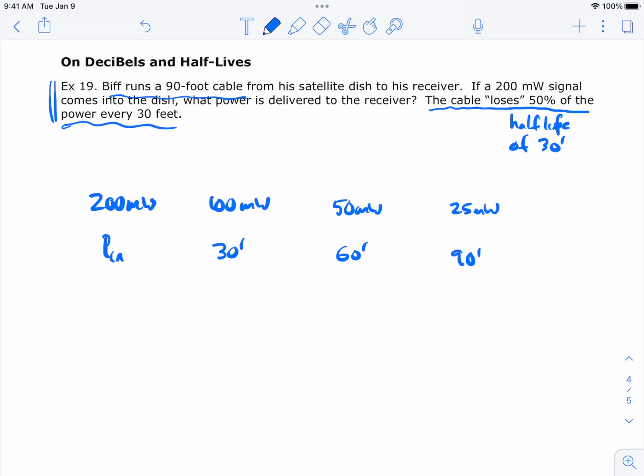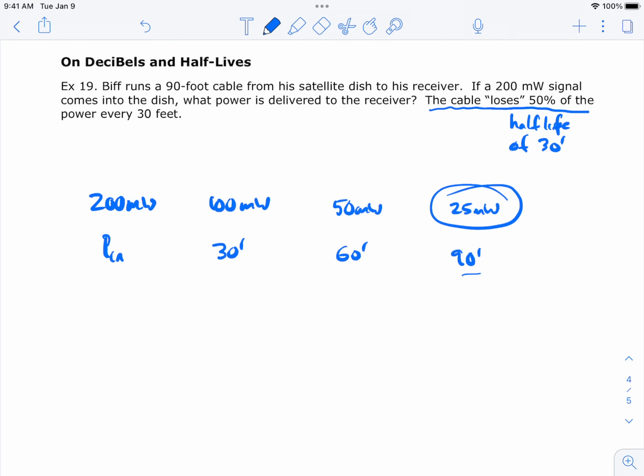He runs a 90-foot cable. Yep. 200 on the inside. Yep. What is it on the outside? The input side and the output side. It's going to be 25 milliwatts. So that's kind of how you can work with half-lives. You literally just say, oh, the half-life's 30 feet. Well, after 30 feet, cut it in half. After another 30 feet, cut the power in half again. After another 30 feet, cut the power in half again. That's really all there is to it in terms of like intuition or whatever. Now, what's logarithms got to do with this?